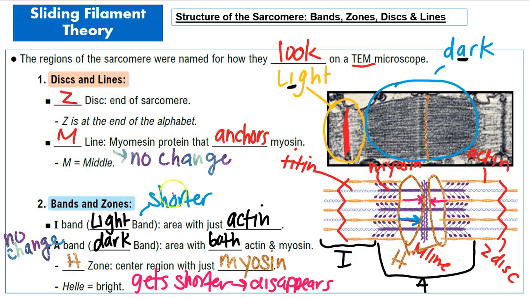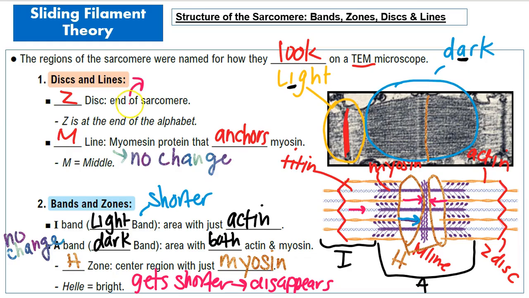So we did the I band. We know that's going to get shorter because the actin is moving towards the middle. The A band is not going to have any change. All you're going to have is more actin in the middle, which is going to still show up dark. The H zone is going to get shorter and then it's going to disappear because the actin goes to the middle. The M line doesn't change. What about the Z disc? So the Z disc is the end of a sarcomere.